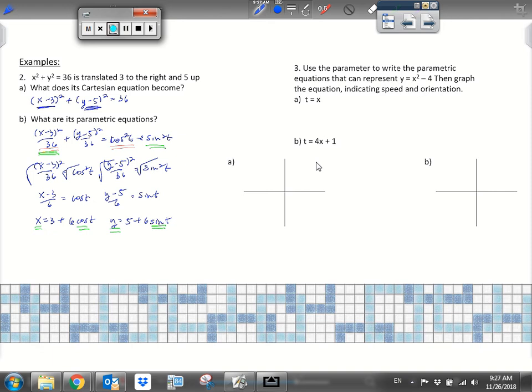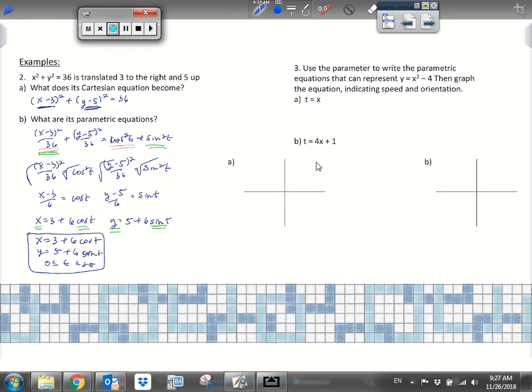So let's go ahead and rewrite the equation. x equals 3 plus 6 cosine t and y equals 5 plus 6 sine t. And we're going to restrict t between 0 and 2 pi. And there's our parametric equations.